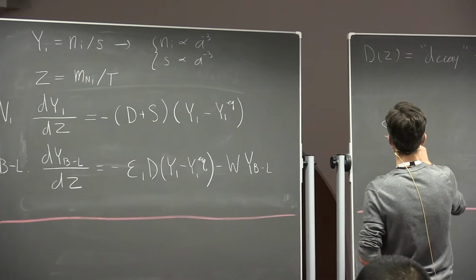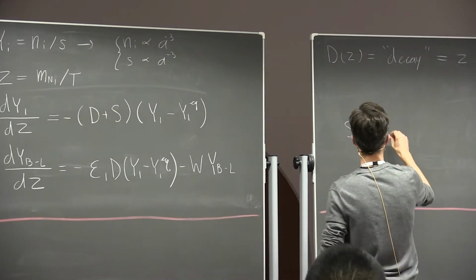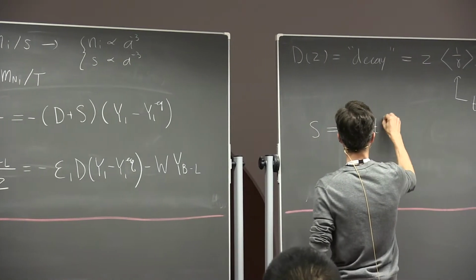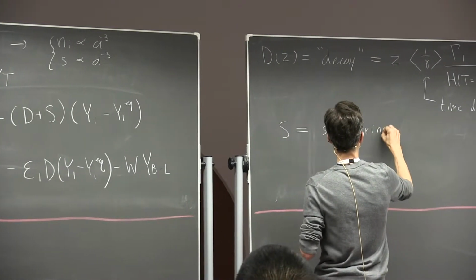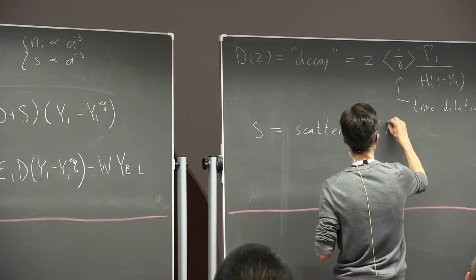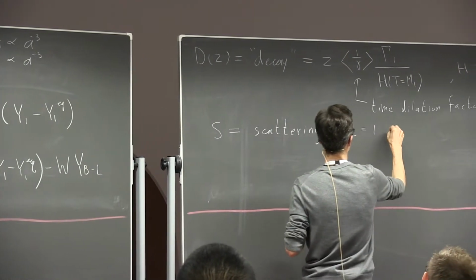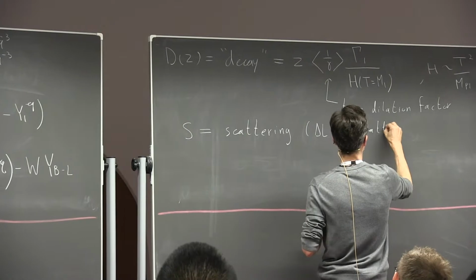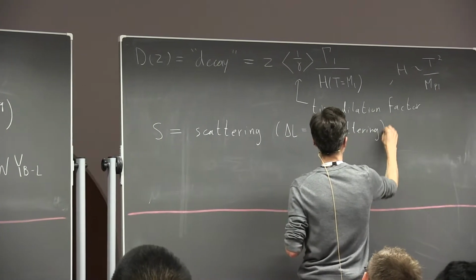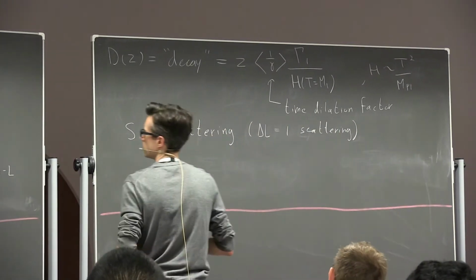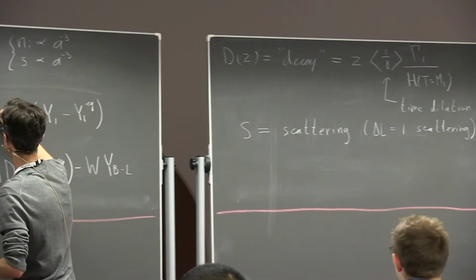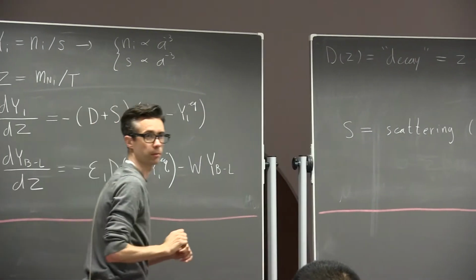This S piece, I'm mostly going to ignore it from here on in, but the S corresponds to scattering. And it's primarily delta L equals 1 scattering. So technically, you need to put it in for self-consistency, but numerically, it's kind of small. So I'm just going to ignore this from here on in.